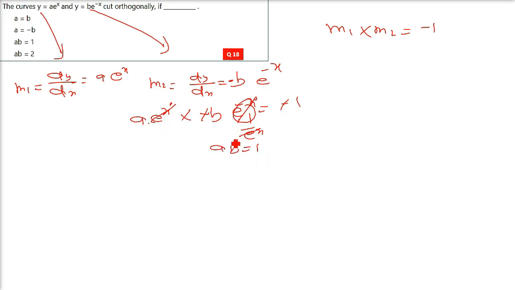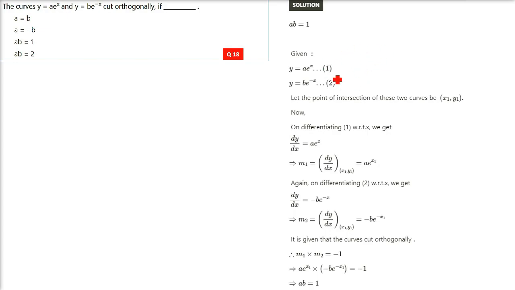What is ab is equal to 1? That is the third option here. So this is the correct answer and this is how you are going to write it.